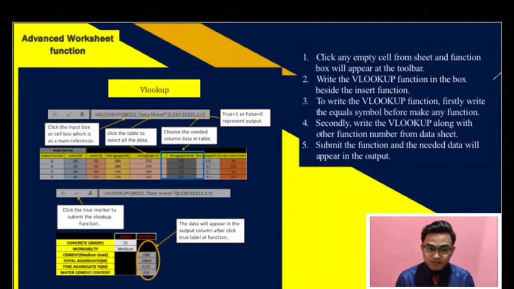To make this VLOOKUP function, the user needs to click an empty cell on the sheet and the function box will appear at the toolbar, and then write the VLOOKUP function in the box beside the insert function. To write the VLOOKUP function, the user needs to write the equal symbol before making any function. After that, write VLOOKUP along with the other function arguments from the data sheet and submit the function, and the needed data will appear in the output. The user can see the figure for the VLOOKUP in the slide.